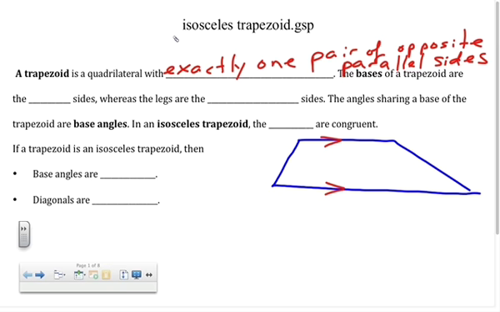In this trapezoid, the bases would be which sides, do you think? Which sides do you think are going to be the bases? These here, or the ones that are going like this? Which ones? The ones going like this. Give me a vocabulary word for this. Parallel, yes. All right, so the bases of a trapezoid are the parallel sides, whereas the legs are the other sides, or the non-parallel sides.